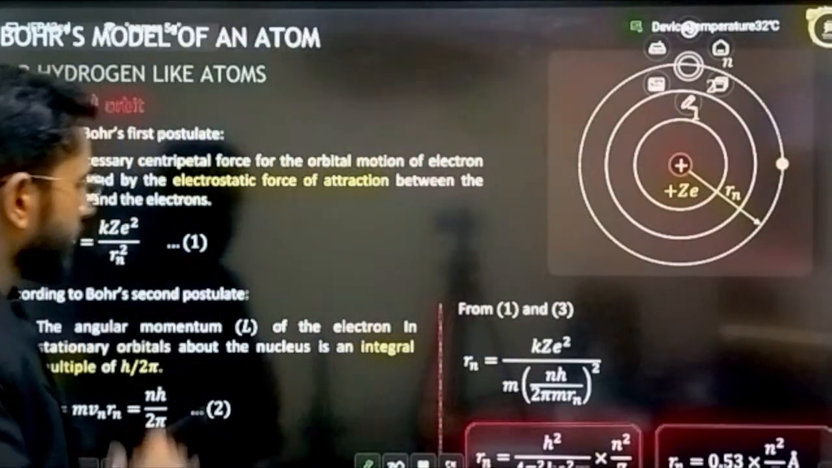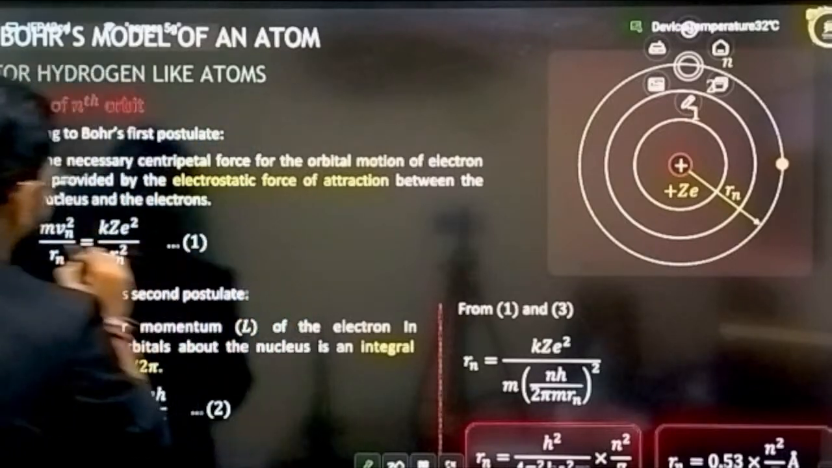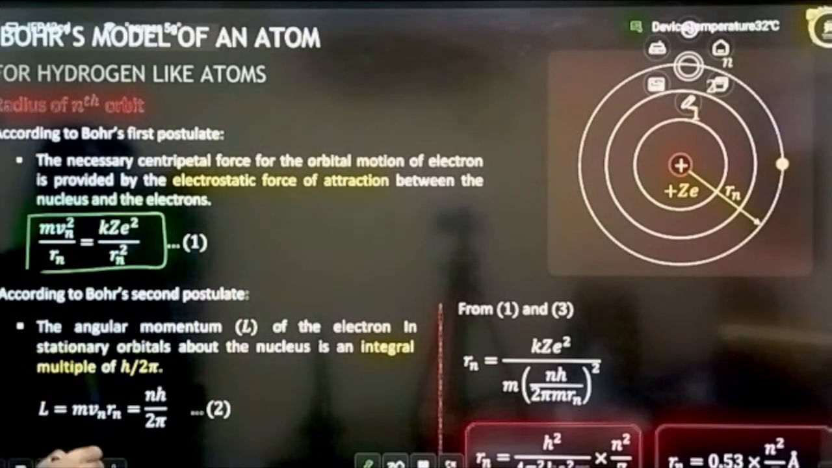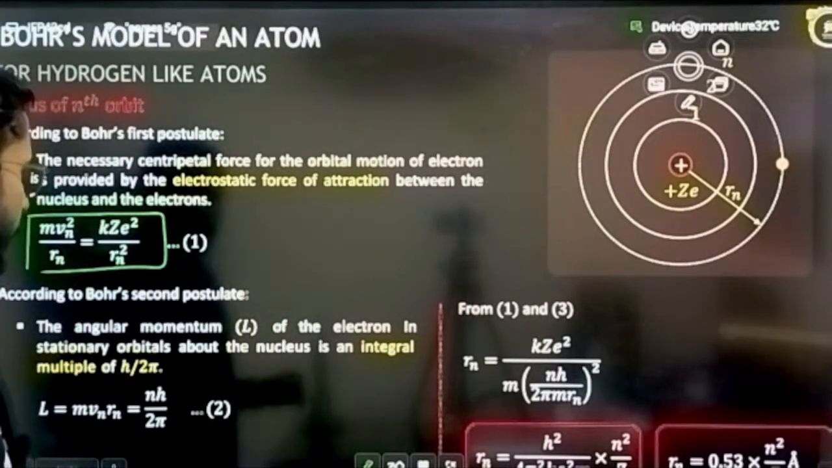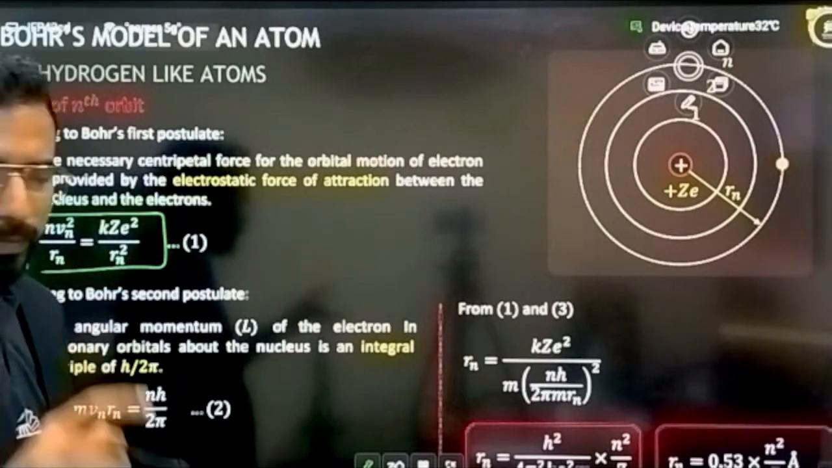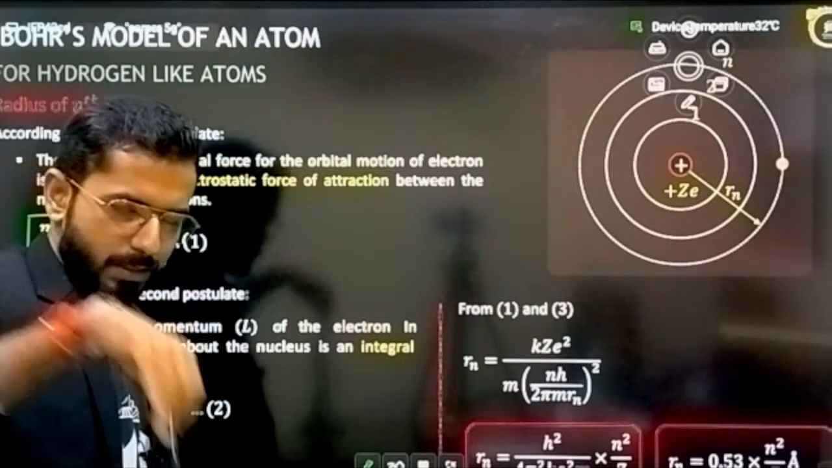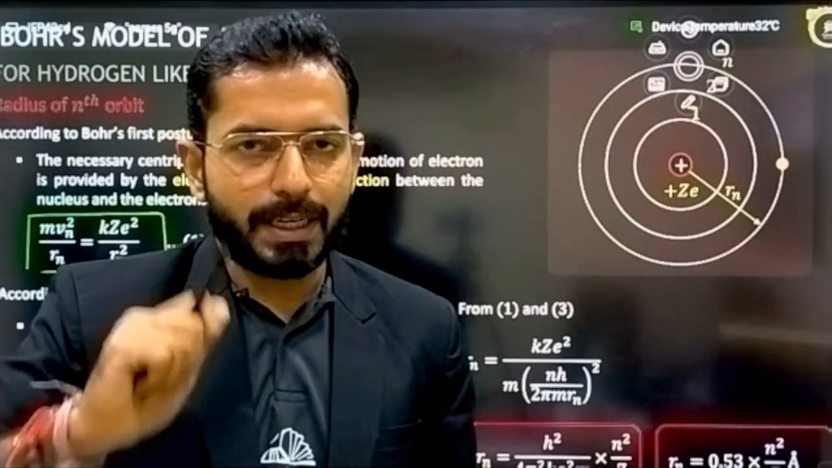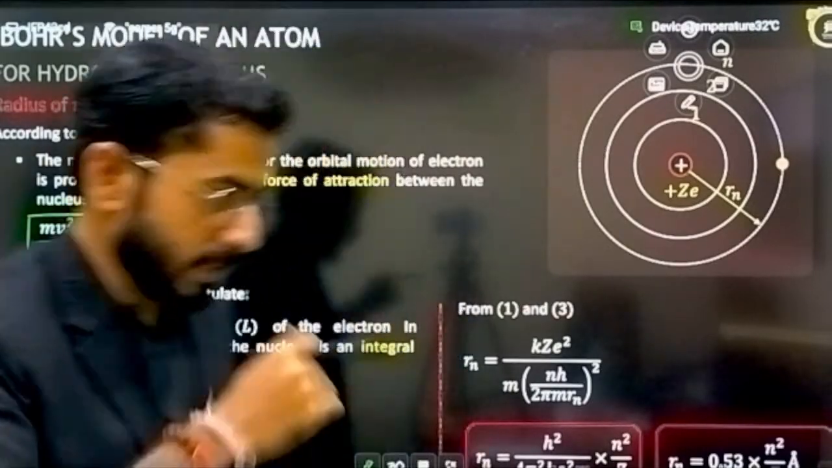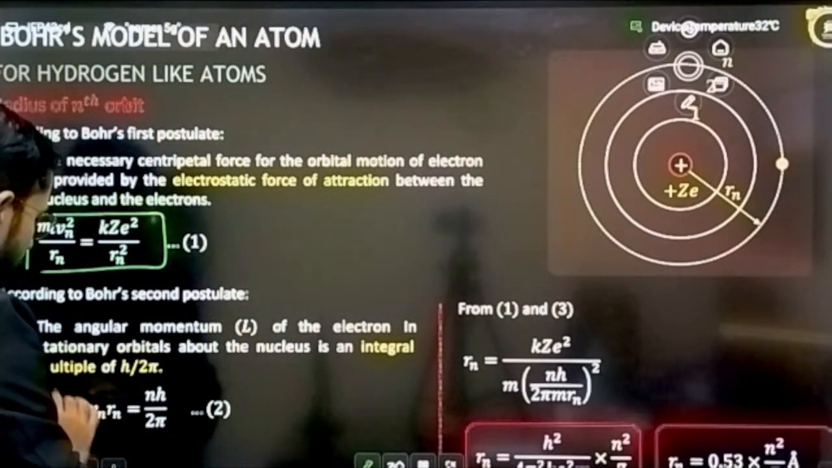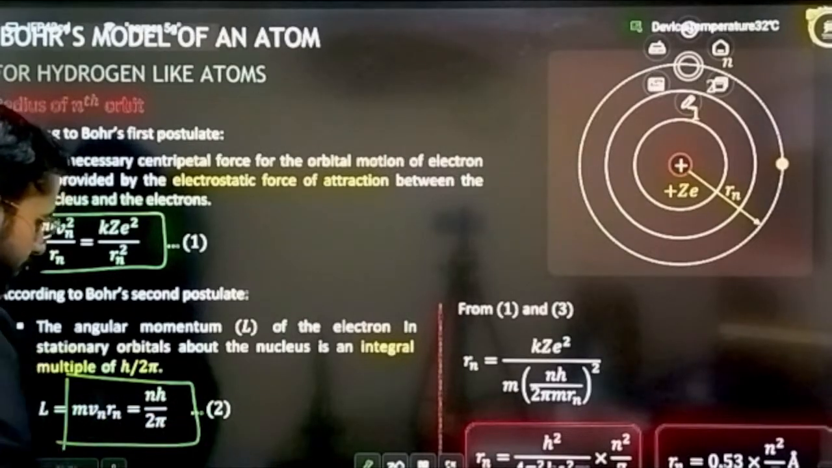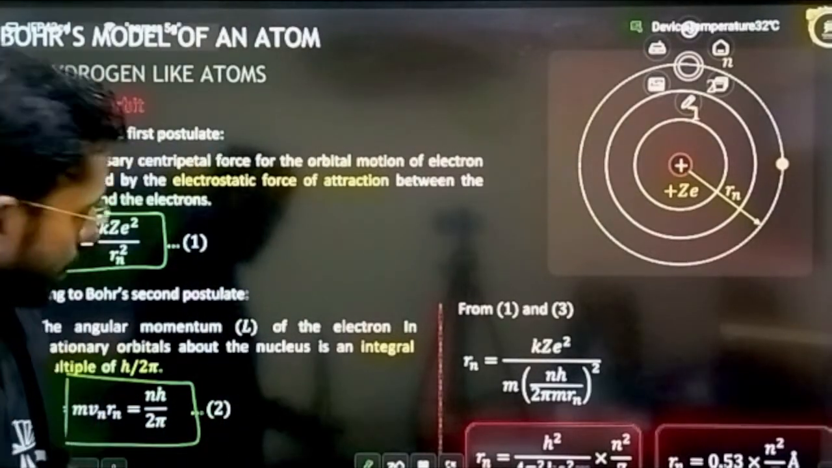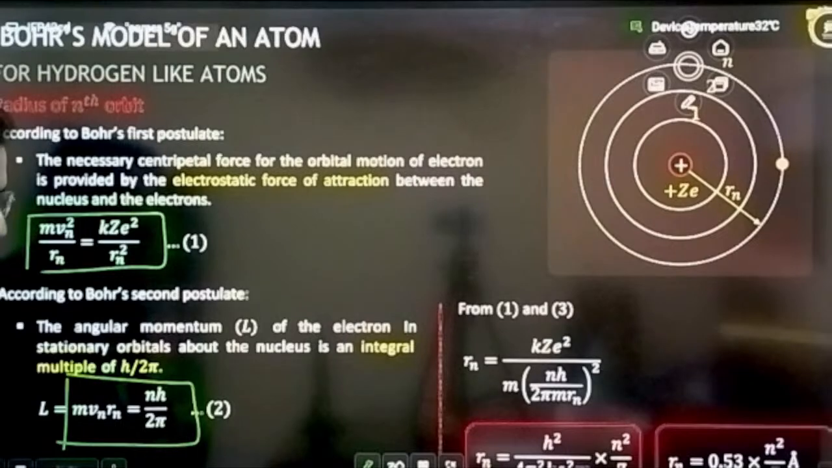See, the first equation: mv square by r is equal to kZe square divided by r square. If the electron is revolving in circular motion, it has a Coulomb force that acts like a centripetal force. That is the first equation. The second equation is mvr equals nh by 2 pi. So from here I have two equations.